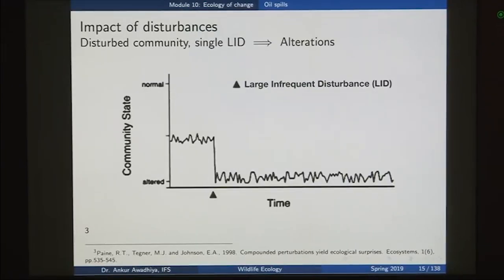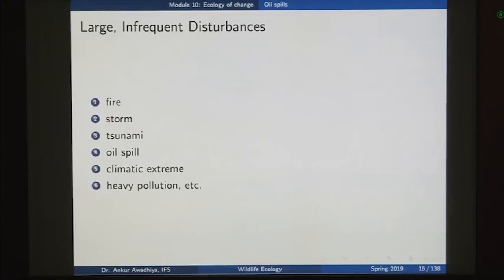Now, we will look at some examples of these large infrequent disturbances. They can be things such as fire. A forest fire does not happen very frequently except in some specialized forests. So, we can say that it is an infrequent disturbance, and it is large because of its large magnitude and the large area that it covers. Another example is a storm. If you have a storm, a very large area would be inundated, and a number of trees would get uprooted.